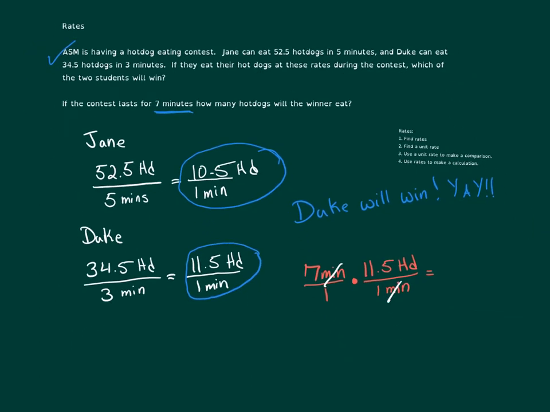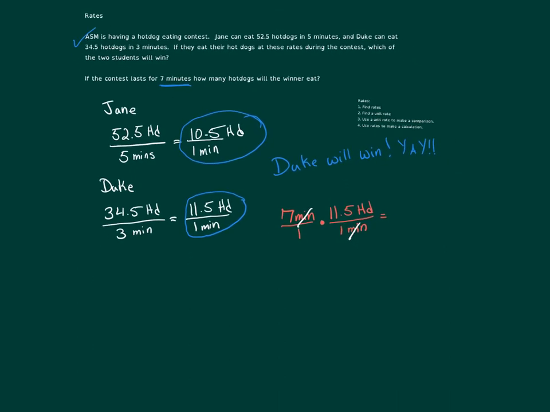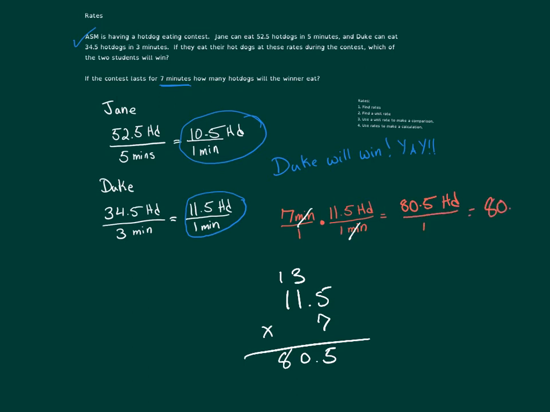Just going to make this a little bit smaller. So we'll do 11.5 times 7. When I do that, I get 80.5. So I know that he will have 80.5 hot dogs over 1, which is just equal to 80.5 hot dogs.